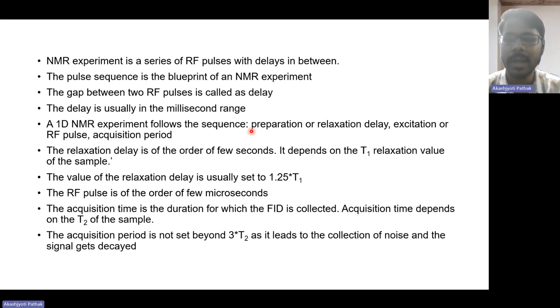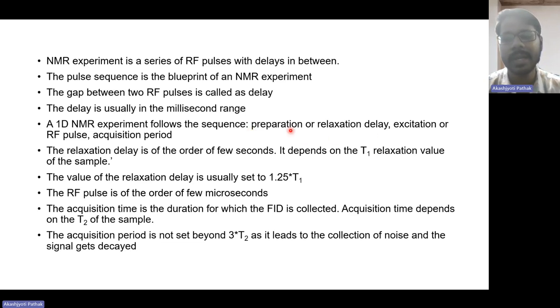You have the NMR probe, and in the NMR probe you have the sample. Once you put the NMR probe inside the NMR spectrometer, you allow a time delay, so that the populations, or the system, can come to equilibrium. That is called the preparation or relaxation delay.